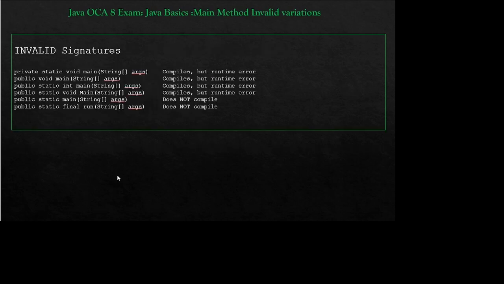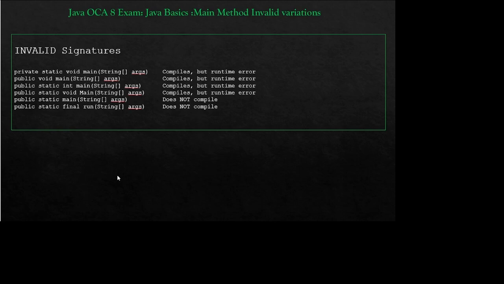But there are various invalid signatures we have to be very careful about. Say you have private static void main, String args. So private will not work, right? It has to be public because the JVM has to call it. Then you have public void main. Where is static? It needs to have static because the JVM is not going to instantiate your class. It is going to directly call this method. So it has to be static.